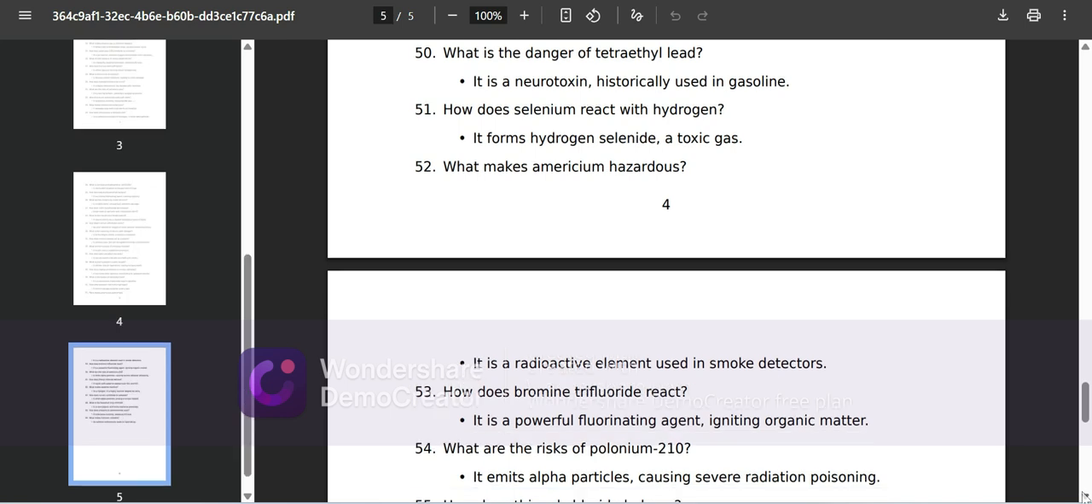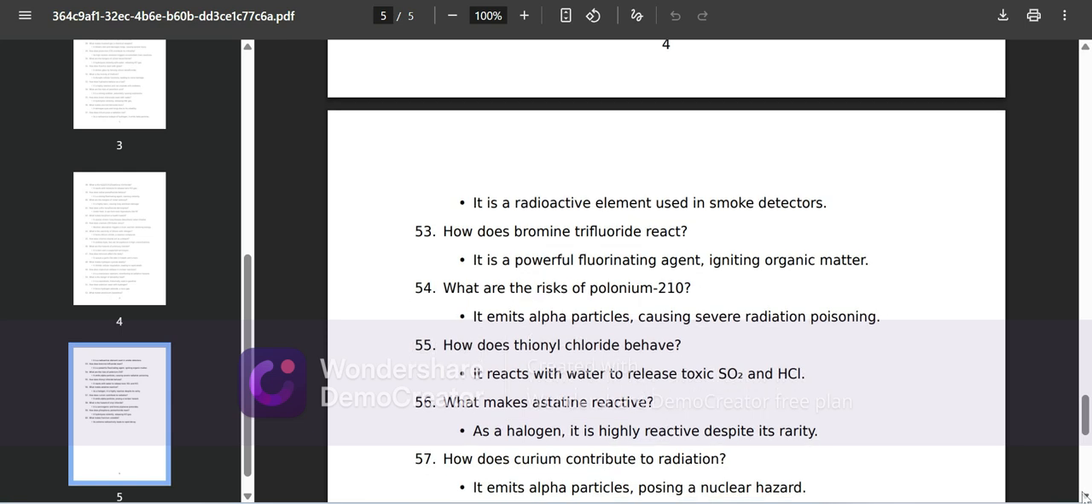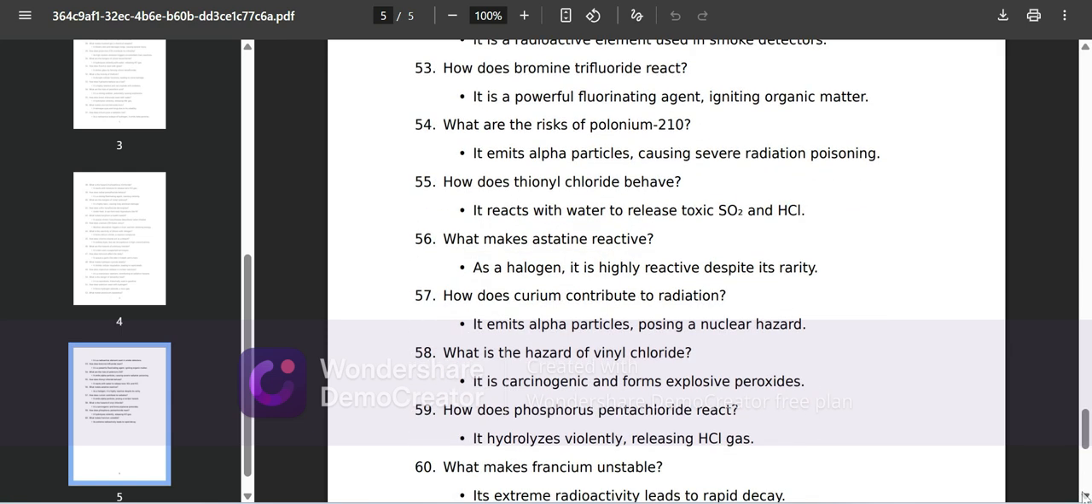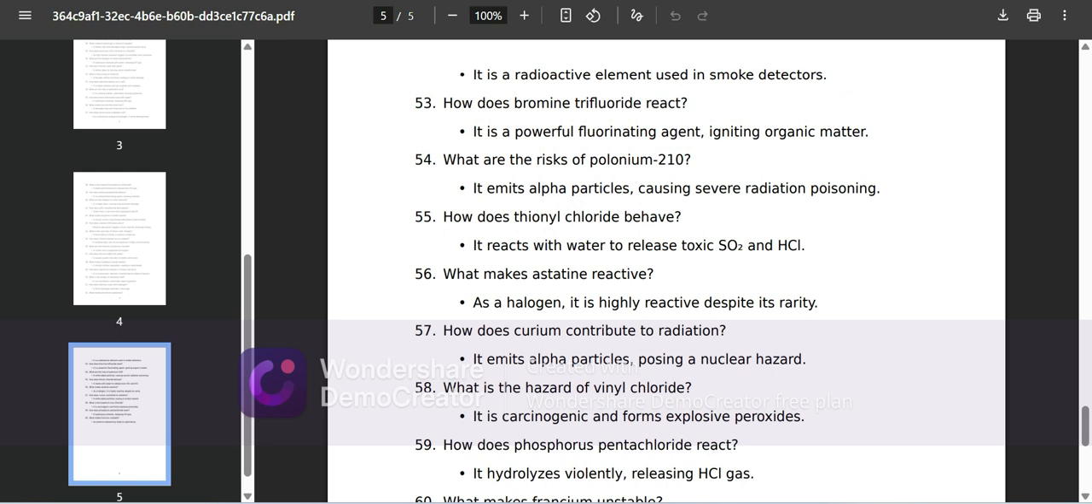What makes americium hazardous? It is a radioactive element used in smoke detectors. How does bromine trifluoride react? It is a powerful fluorinating agent igniting organic matter.